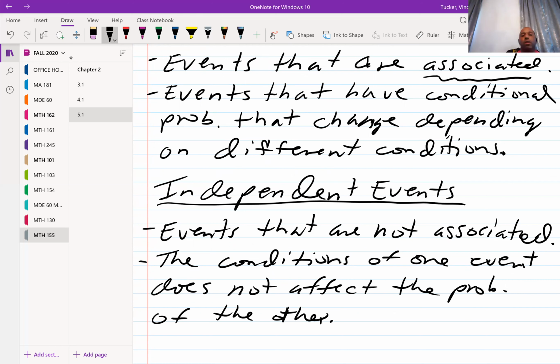All right, so when you're talking about independent events, these are events that are not associated. This means that the conditions of one event do not affect the probability of the other, or the probability of one event does not affect the probability of the other. Either way it's fine.